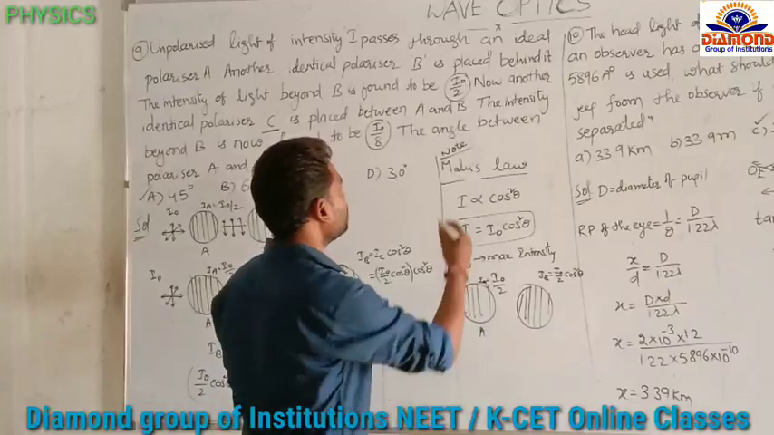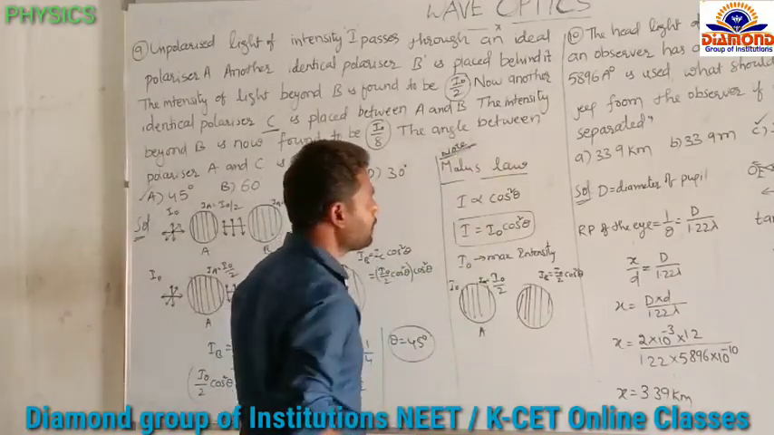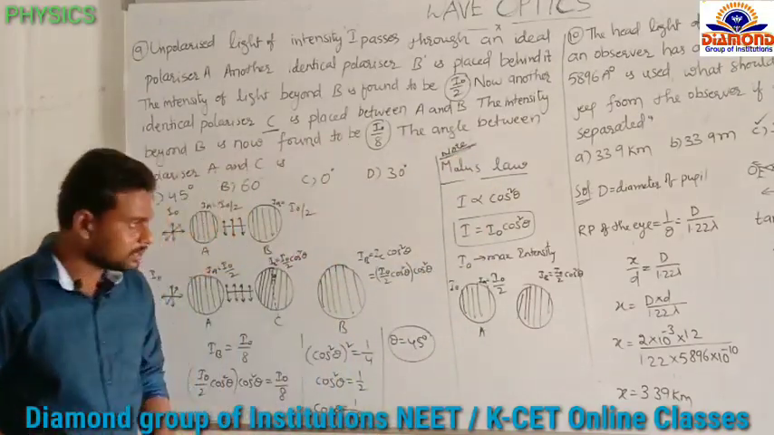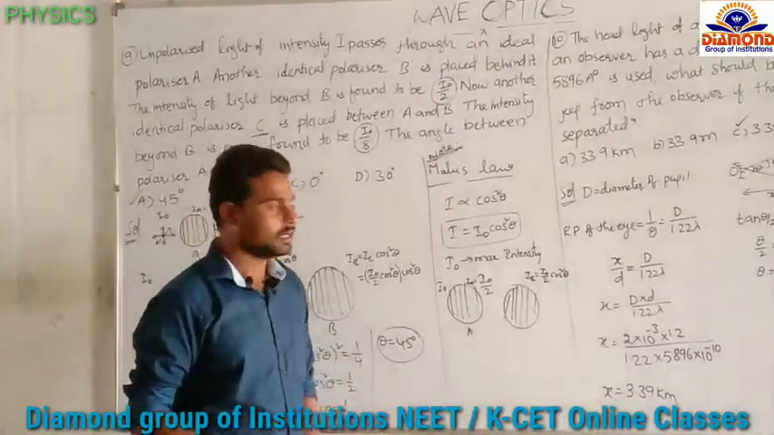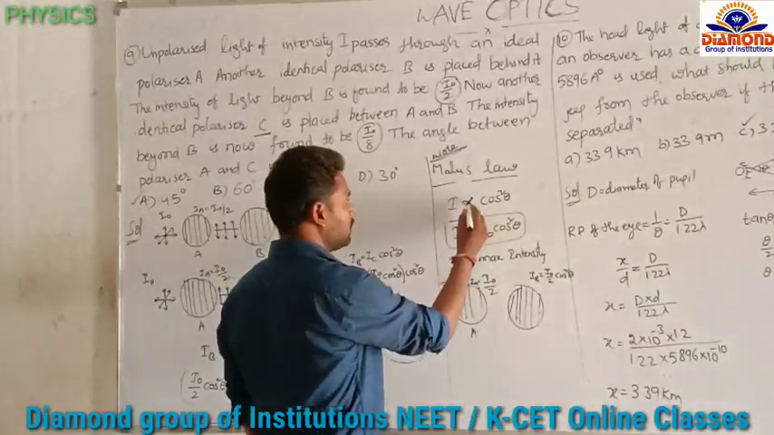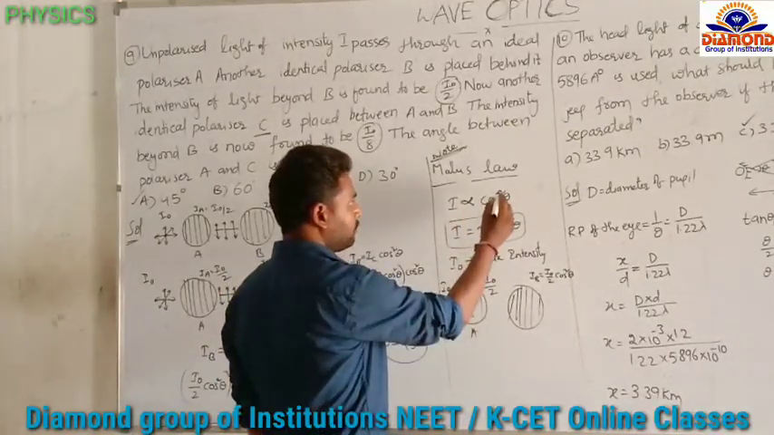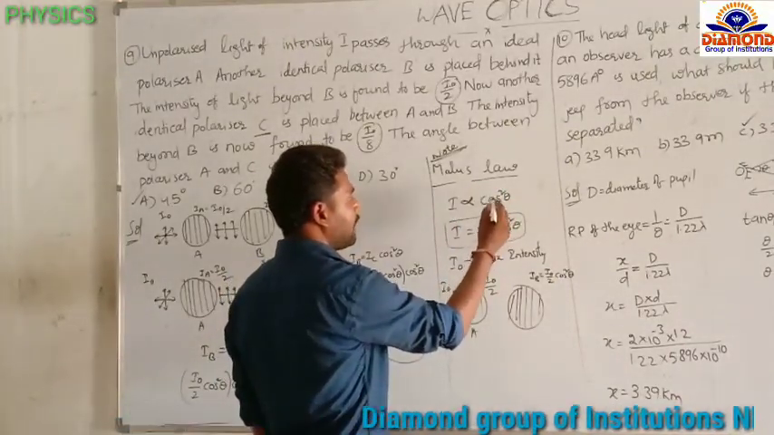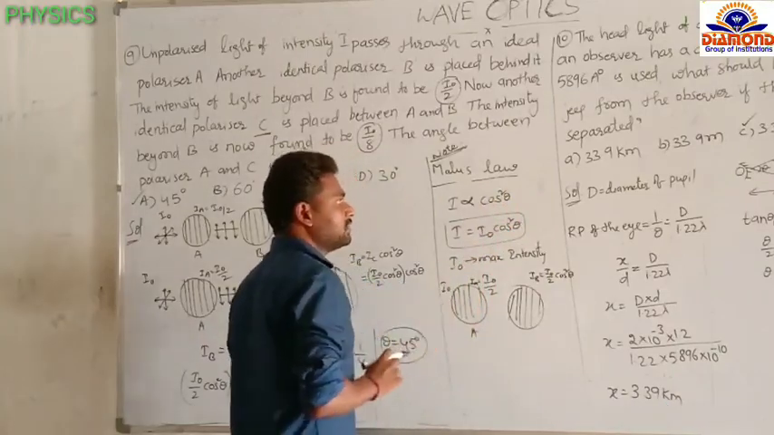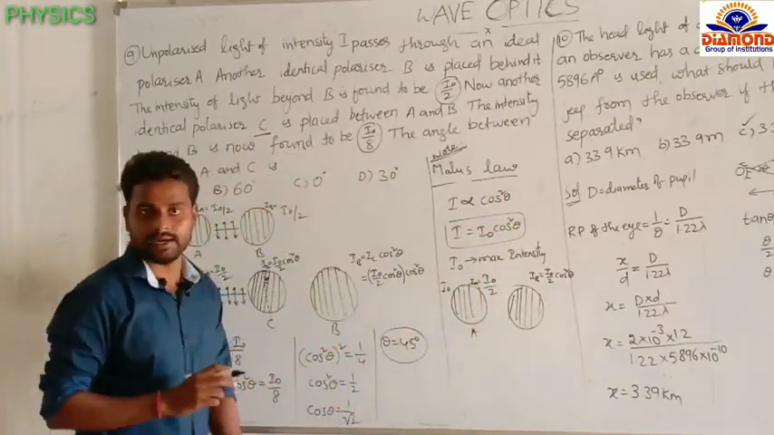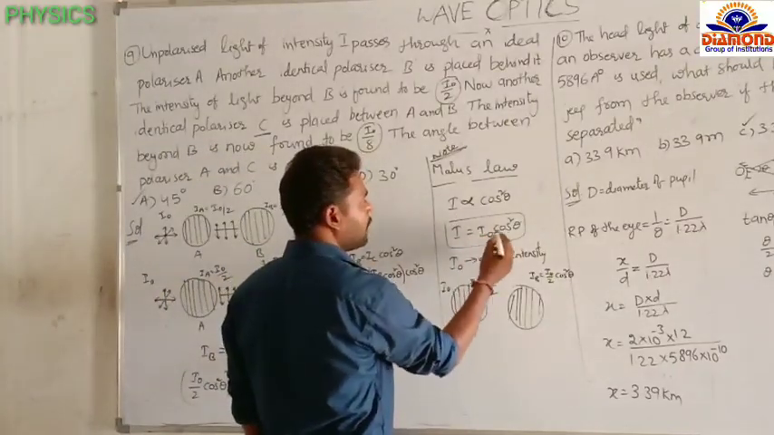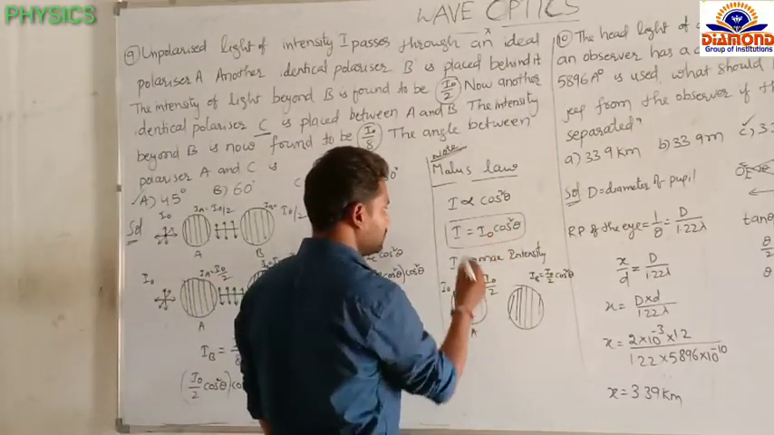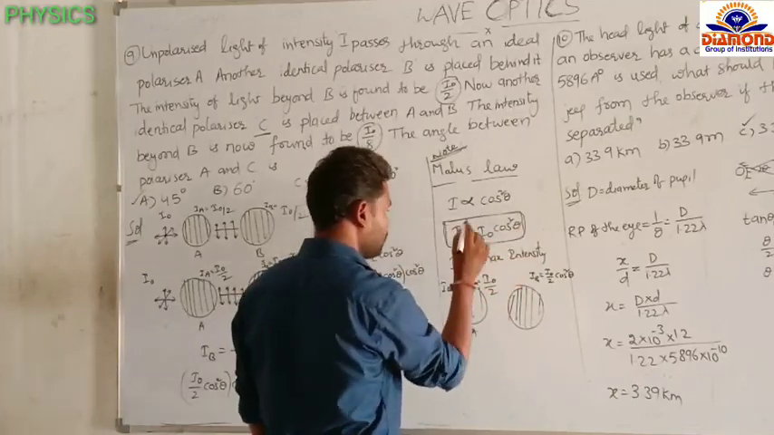So already you know about the Malus law. The Malus law says the intensity of the light passing through the analyzer is directly proportional to the square of the cosine of the angle between the transmission directions of polarizer and analyzer. So I equal to I naught cos square theta, where I naught is the maximum intensity. Already you know this formula from the Malus law.